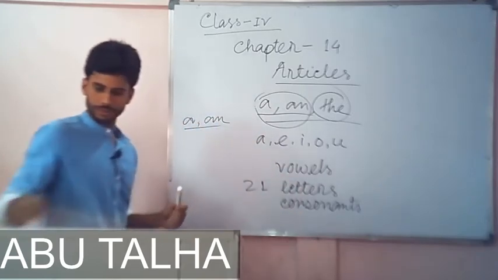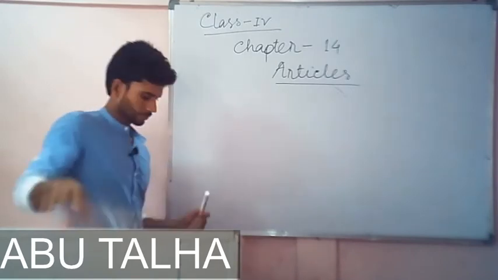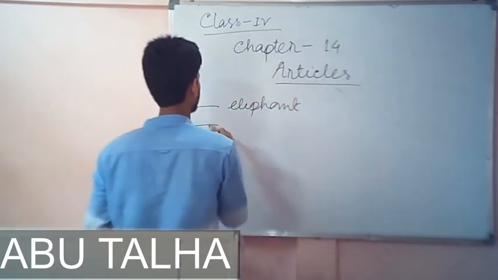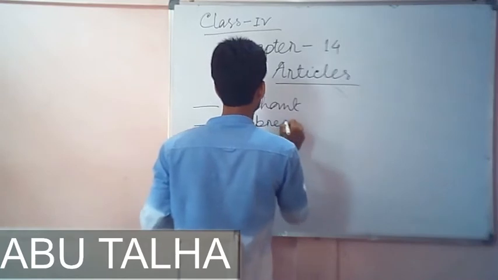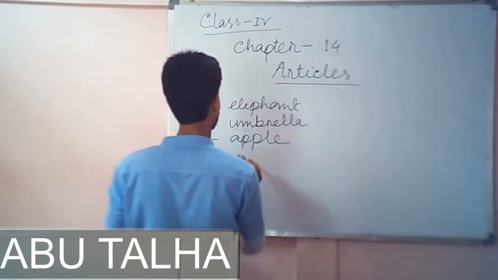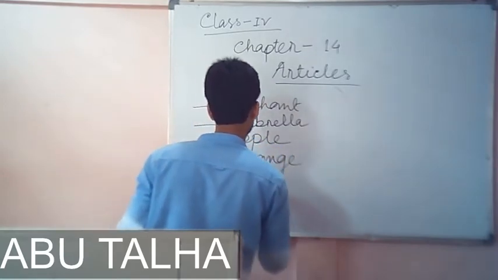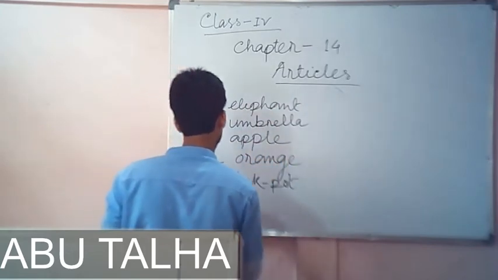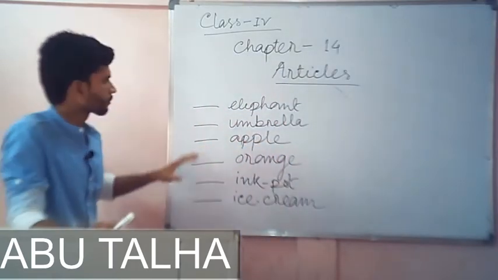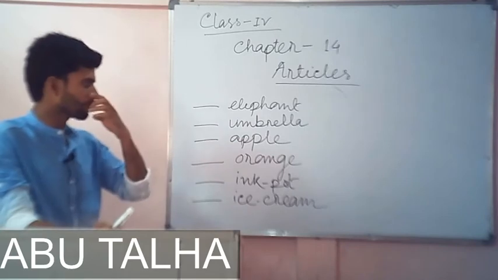So when a vowel sound is there, I'm writing examples here. Some words: umbrella, elephant, apple, orange, ink pot, ice cream. There are many examples. If I go on writing, there are many. Elephant, umbrella, apple, orange, ink pot, ice cream. So here are some examples that I have written.